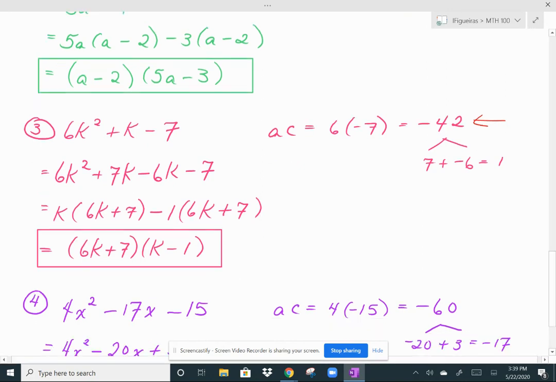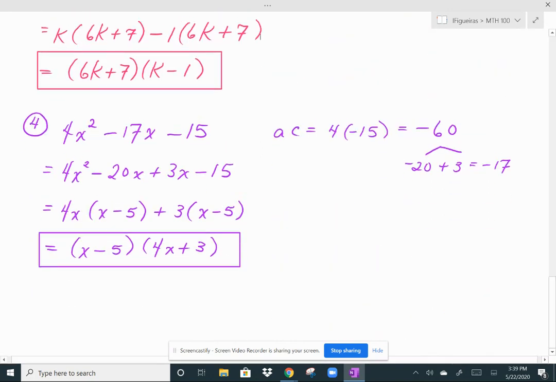All right, here's one more, AC method. I take the 4, I take the negative 15, that gives me negative 60. Then I need to find two numbers that multiply together to give me negative 60, but when I add them, I get negative 17. So there's lots of options for negative 60, but the one that works is negative 20 times 3, because negative 20 plus 3 is negative 17.